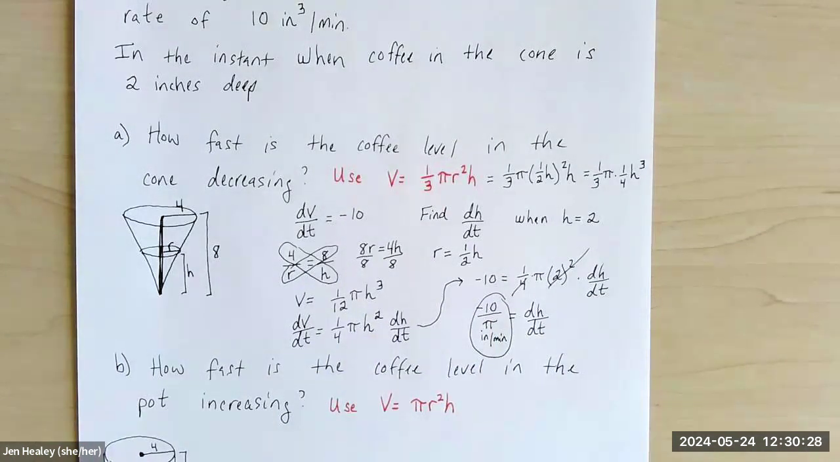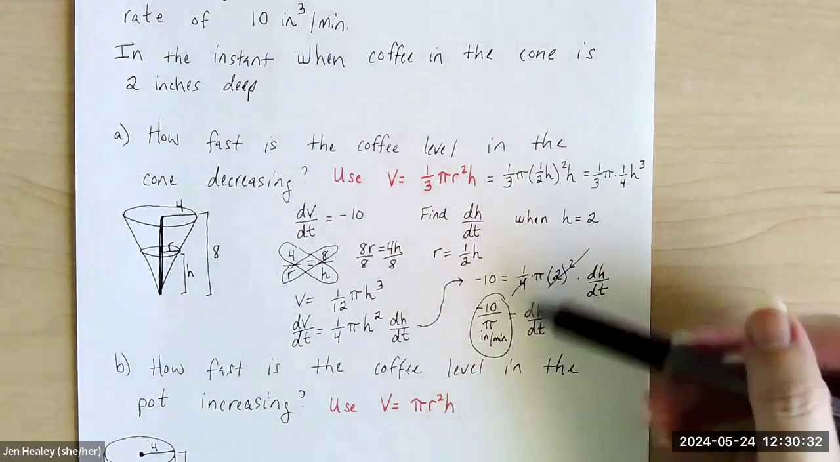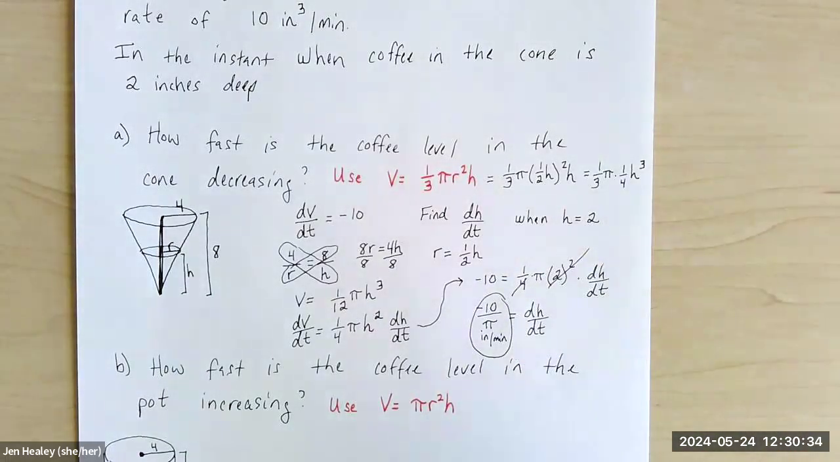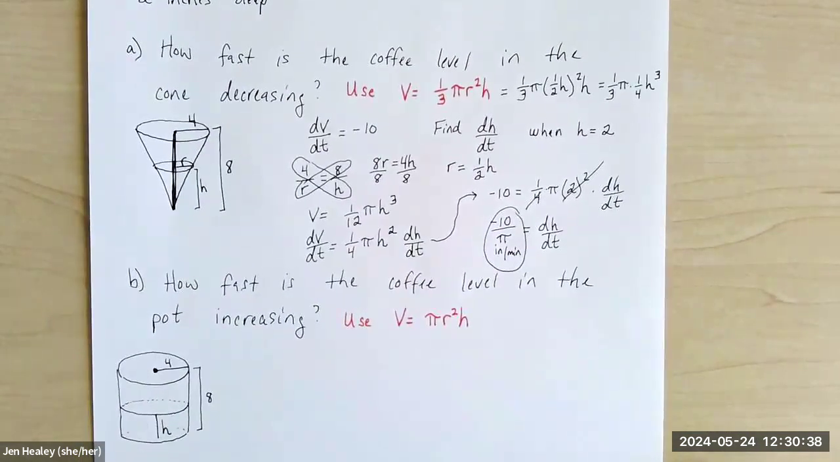So coffee's draining out of the cone. So the height is decreasing. So I'm not scared that we just got a negative number. The height should be getting smaller. That makes sense.